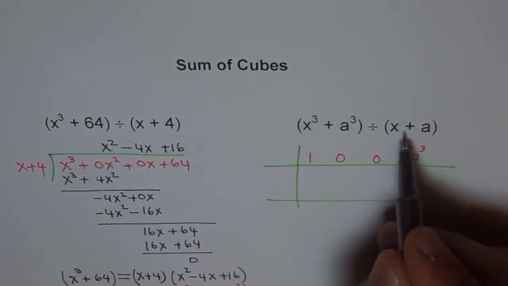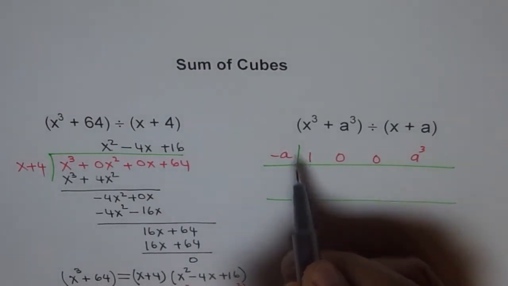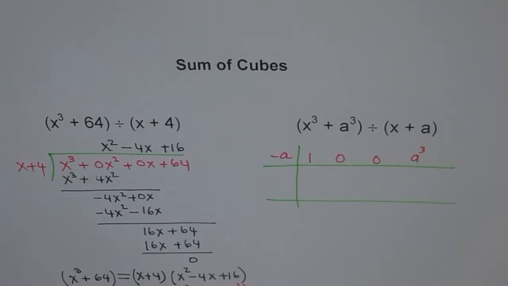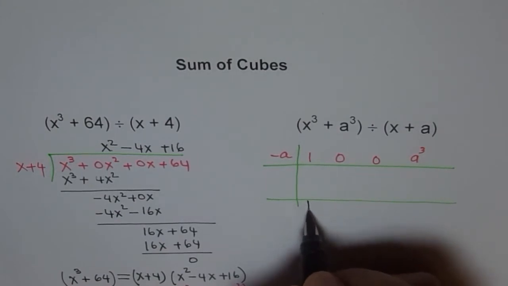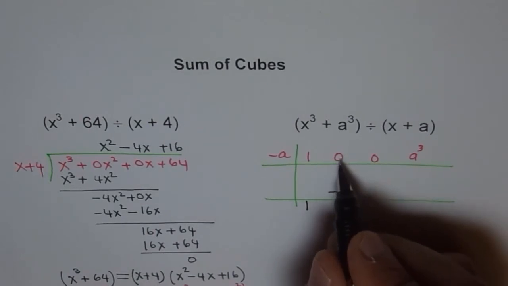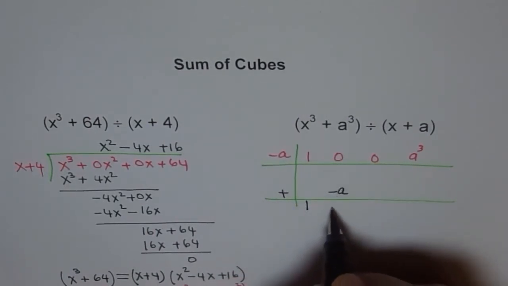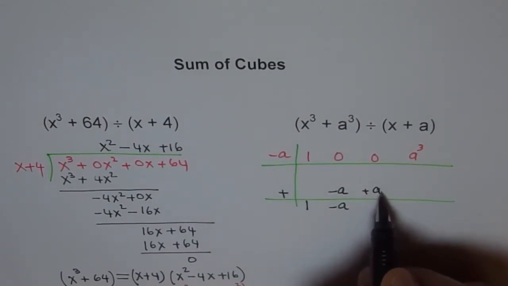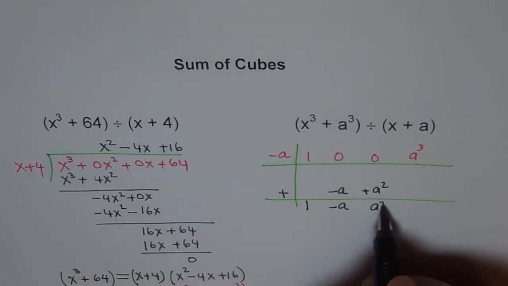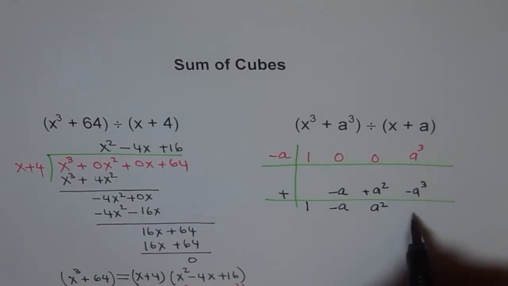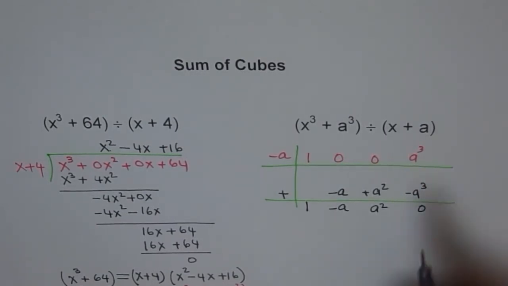What will make this 0? Minus a. So write minus a here. Okay. Now, first step is what? Bring down this number and then multiply by minus a. So let's do that. When you bring down 1, you get 1. Multiply by minus a and write down here, you get minus a. Plus minus a to 0, you get minus a. Multiply minus a by minus a, you get plus a square. And when you add them, you get a square. Again multiply this by this, so you get minus a cube. When you add them, you get 0. So the remainder is 0.